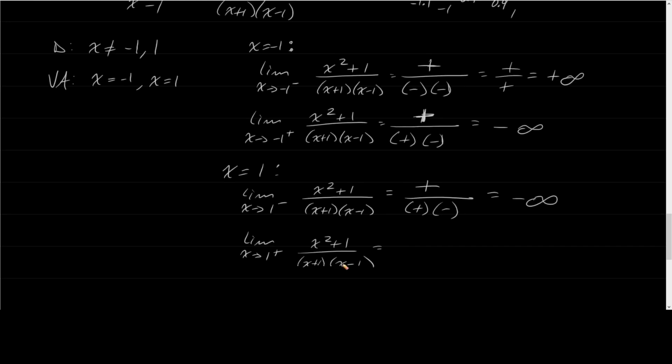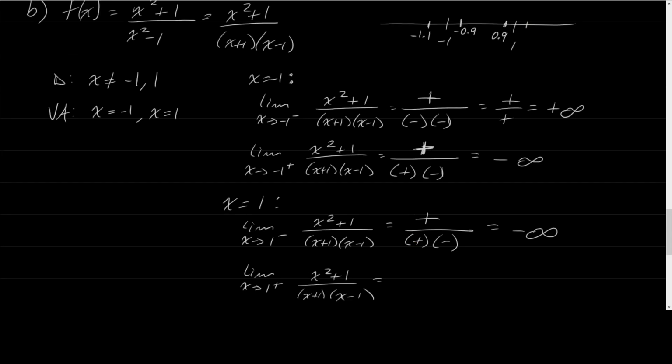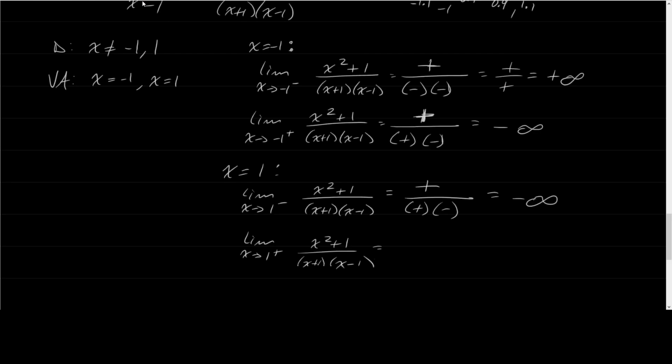On the next one here, something to the right of 1 would be something like 1.1. All right. So in there, the numerator is positive. 1.1 plus 1 is positive. 1.1 minus 1 is positive. Everything here is positive, so we end up going to positive infinity. All right, and essentially what this tells us is that the graph will look something like this. We're going to have vertical asymptotes at -1 and at 1.